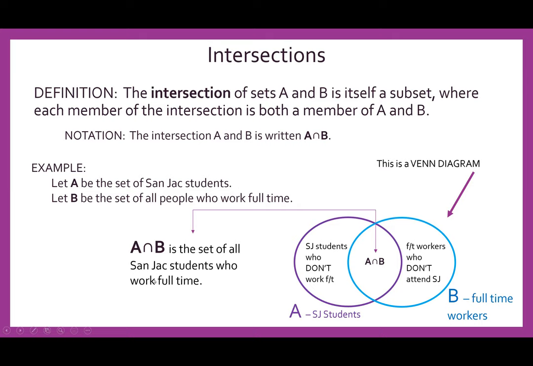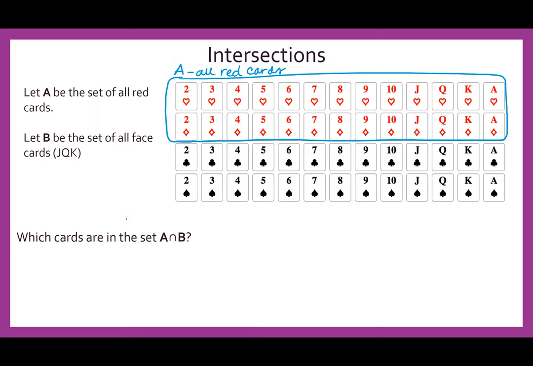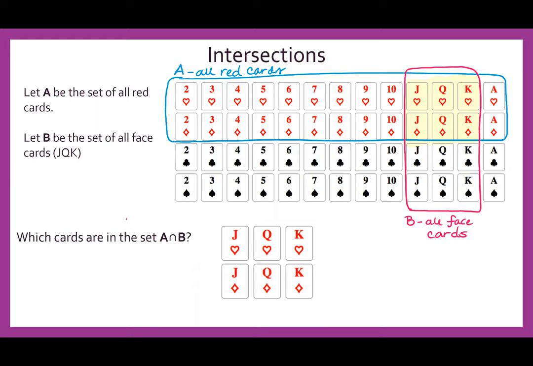All right, so let's do another example. Let A be the set of all red cards. And let B be the set of all face cards. So that's going to be jacks, queens, and kings. So which cards would be in the set A intersect B? The way that we can do this is we can identify where all the red cards are, and then we can also identify where all of the face cards are, and we just want to look at where they overlap. We can see the overlap highlighted in yellow. So that gives us Jack of Hearts, Queen of Hearts, King of Hearts, Jack of Diamonds, Queen of Diamonds, and King of Diamonds. So it's all the red cards that are also face cards.